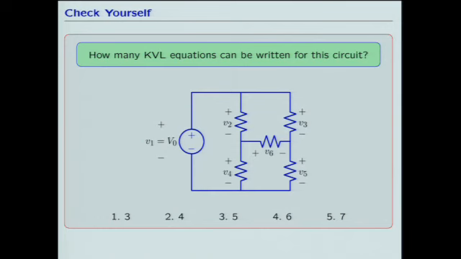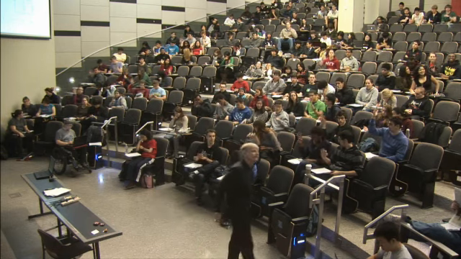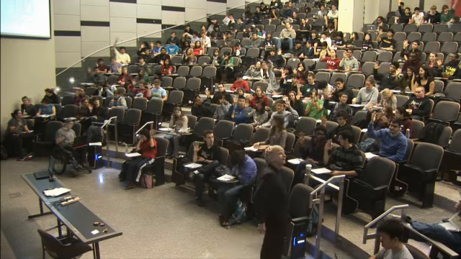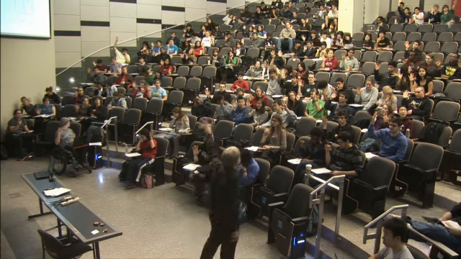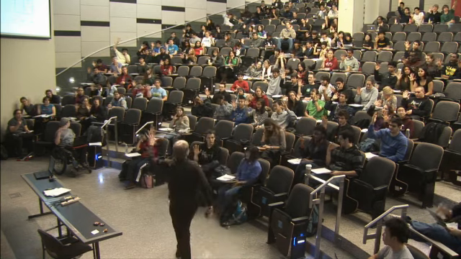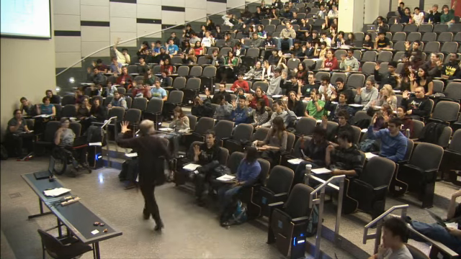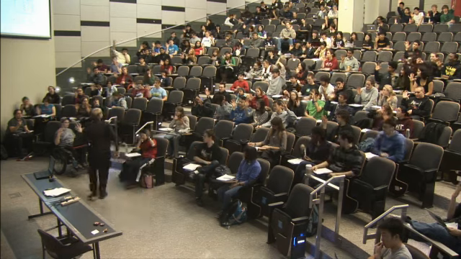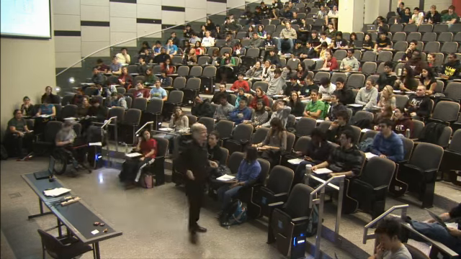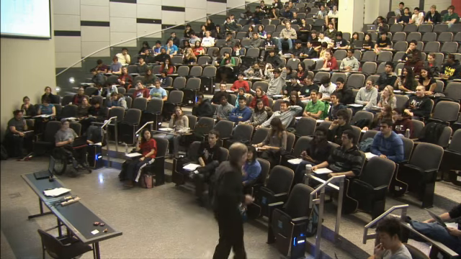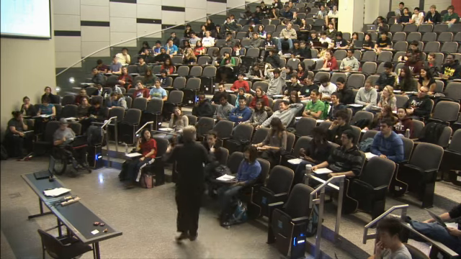Okay, so everybody raise your hand and show a number of fingers equal to the number of KVL equations less 2. Oh, very good. Virtually 100% correct. Why do you all say 5? Which is to say 7. Why do you all say 7?